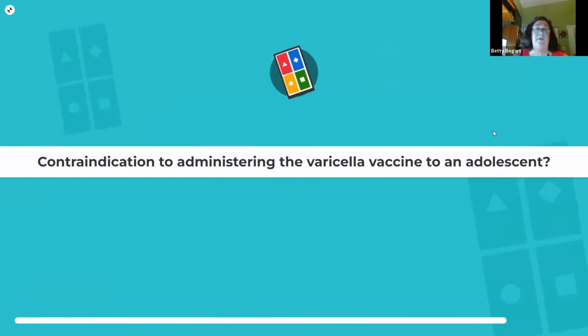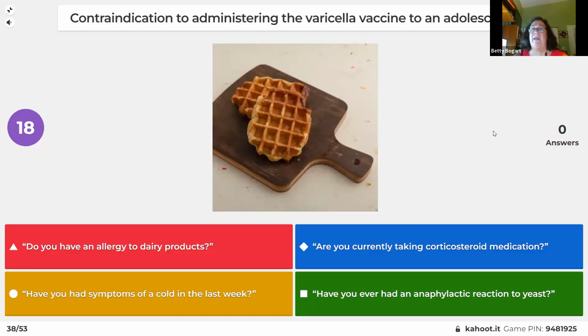Contraindication to administering a varicella vaccine to an adolescent. This is a question I put here because it doesn't matter med-surg, doesn't matter your NCLEX. This is a question they love. What do we know about a varicella vaccine? Doesn't matter the age. Could be a young child, could be an old adult.